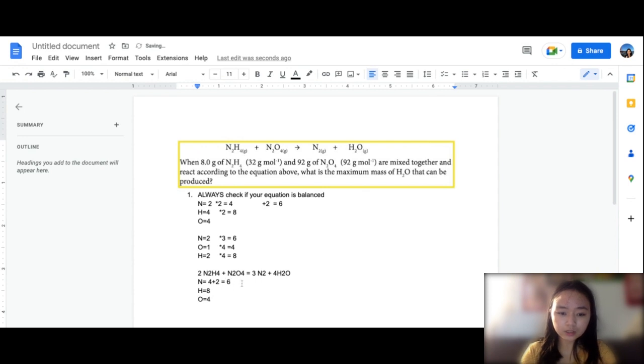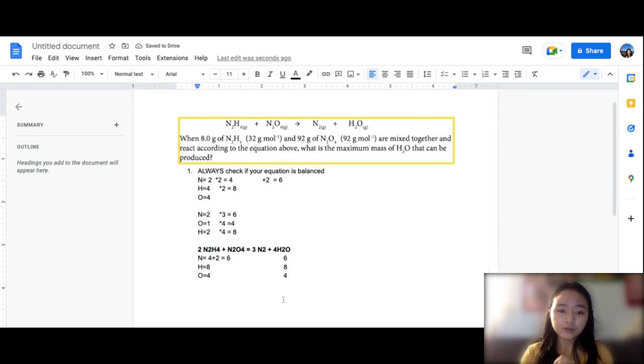On the other side, we have 3 times 2, 6 nitrogens, 4 times 2, 8 hydrogens, and 4 times 1 oxygen in this unit formula here to have 4 oxygens. And as you can see, the numbers all balance up. And so this is the equation that we can now start to do stoichiometric calculations on.